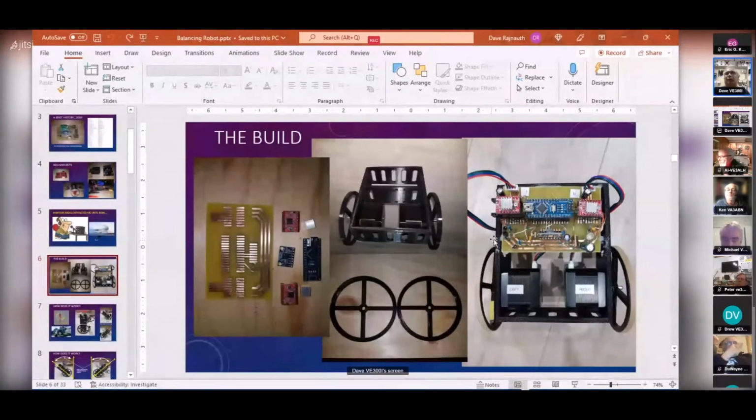I bought an off-the-shelf IMU. They're so cheap now, you can get them for a few dollars. There's the IMU there, and it's got an accelerometer and a 3-axis gyro. I don't know if it's got a pressure sensor for measuring altitude. I don't think it does.